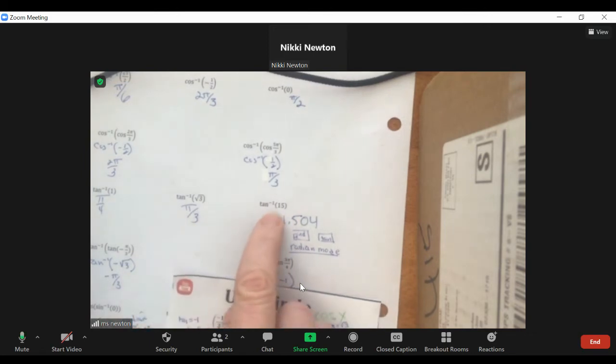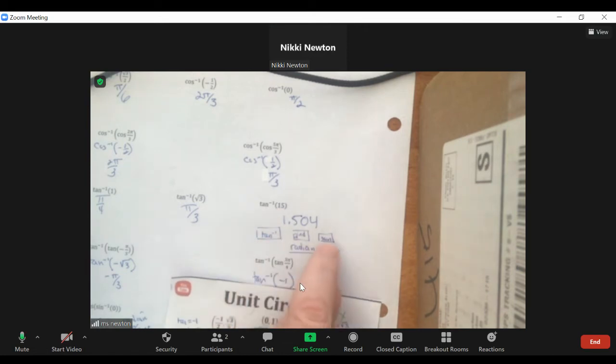All right, this one's a calculator problem. So pull out your calculator, and you want to literally just type this in. So if you're looking for your inverse tangent button, it's the shift one, so it's above the tangent button. So you would type in second, and then tangent, and then 15, and you should get 1.504. If you don't, it's because you have to change it to radian mode. So make sure you're in radian mode.